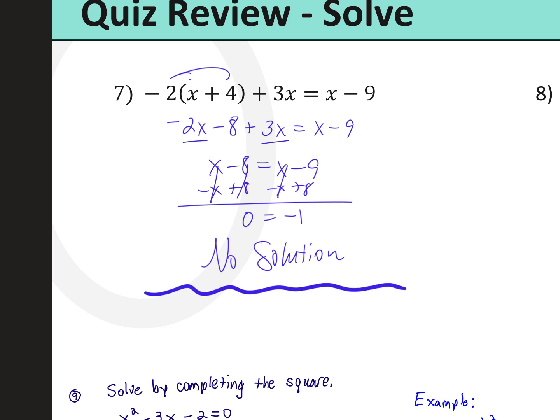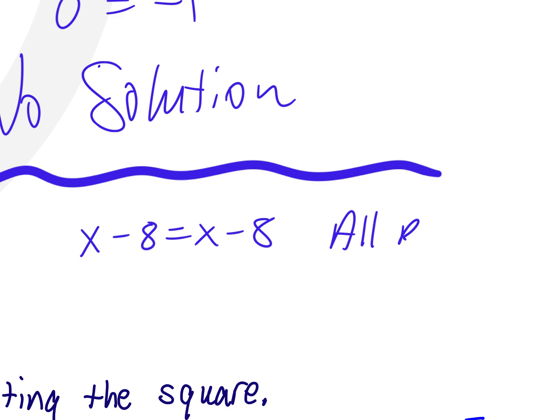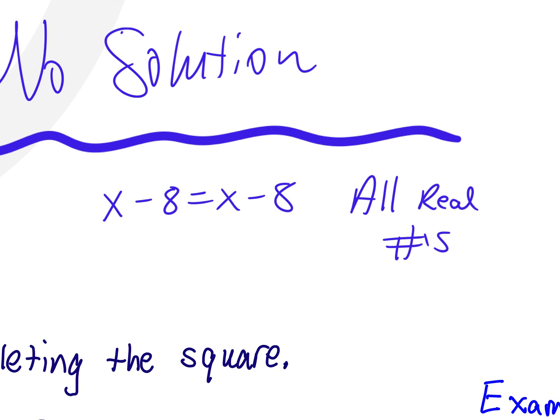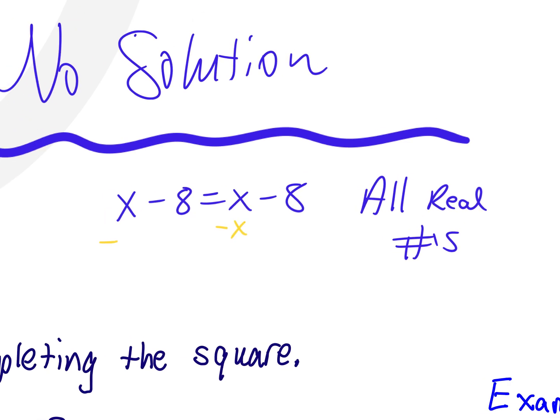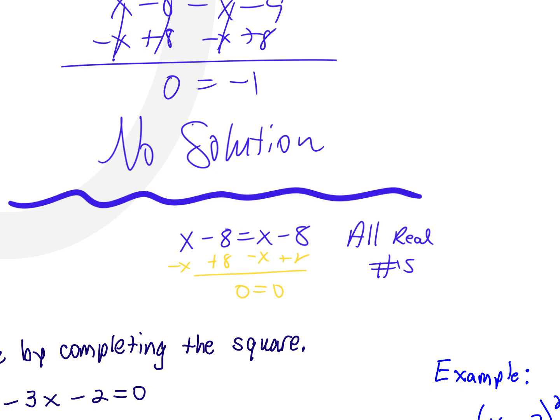What about if you solved your equation, you came out with this? x minus 8 equals x minus 8. What's the answer to that? All real. You can say all real numbers, infinite solutions. If you weren't 100% sure and you go ahead and say, okay, I'm going to subtract x from both sides, add 8 to both sides, you get 0 equals 0. Do you see the difference between 0 equals -1 and 0 equals 0? When will 0 equal 0? All the time. That's why it's all solutions.